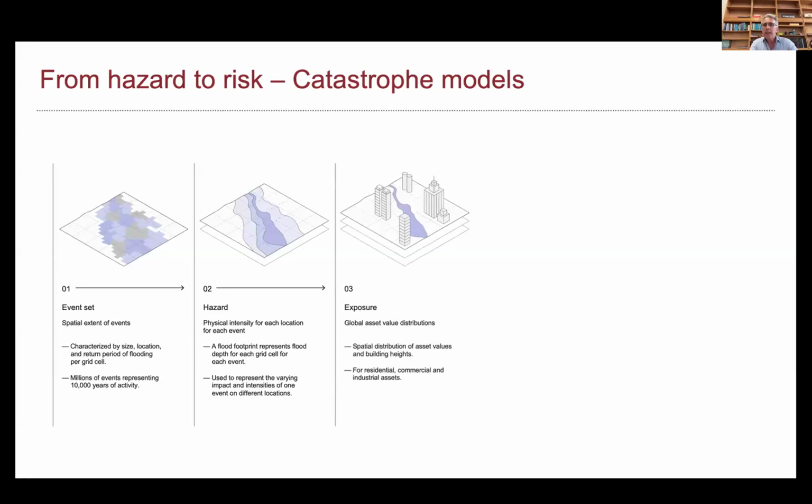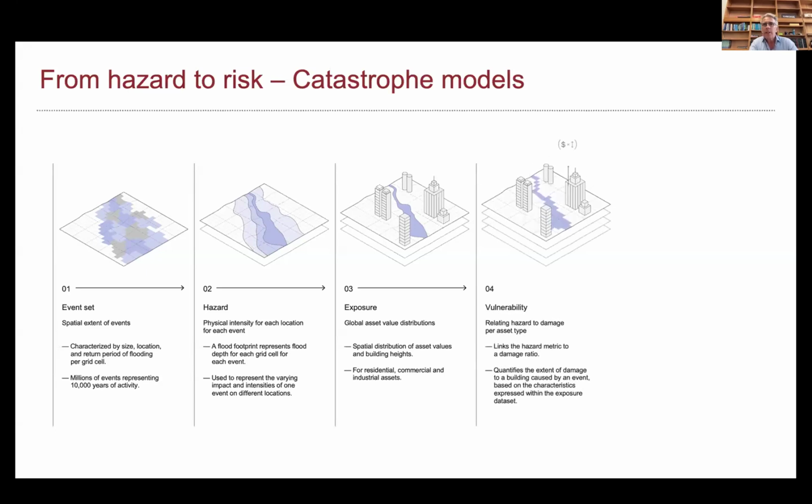Then we need to build in our loss metrics. Firstly, we need something to do with exposure. And this is the same data sets if we're dealing with quake or with flood or any hazard. We need to know global asset distributions. In our case, we need really fine granular data on what these are. We need to know this down to individual building level on a planetary basis.